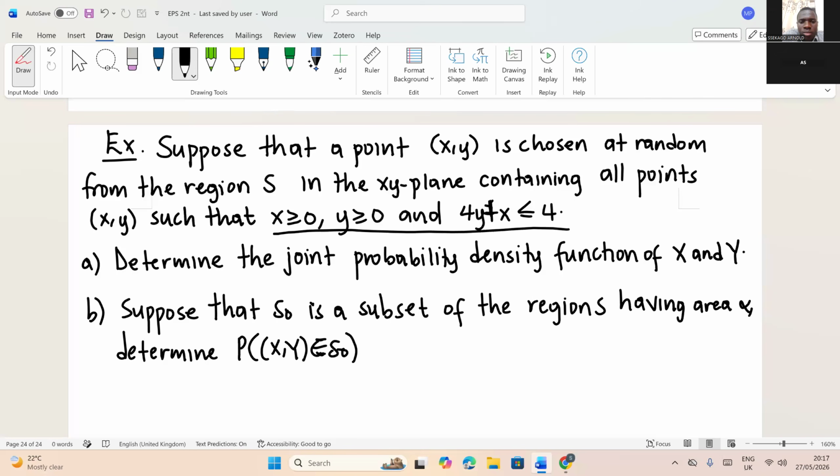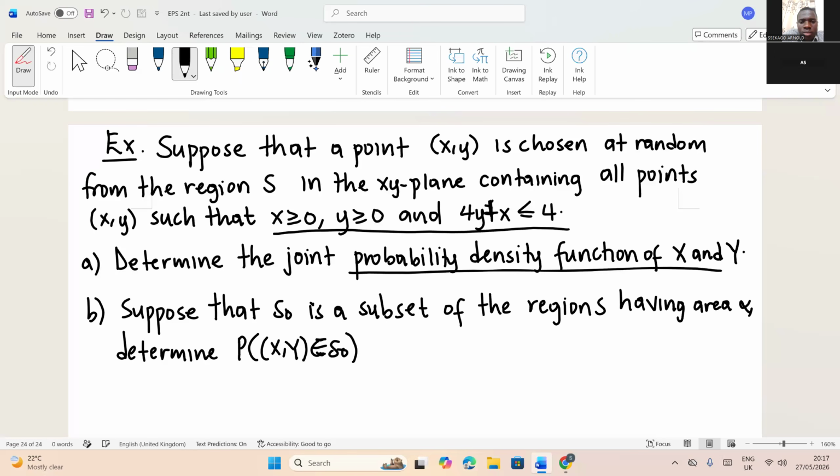Now, the dynamics of this module is combining probability theory and statistics 1 plus calculus 3: how to integrate multivariate functions, double integrals, triple integrals. That's where we are operating. We are operating in that framework. So we want to determine the probability density function.